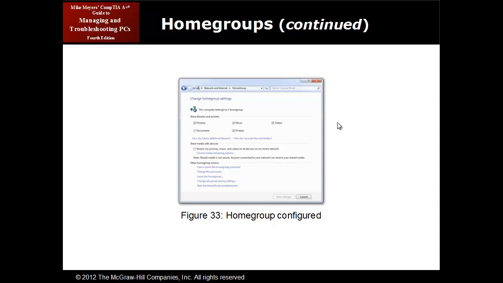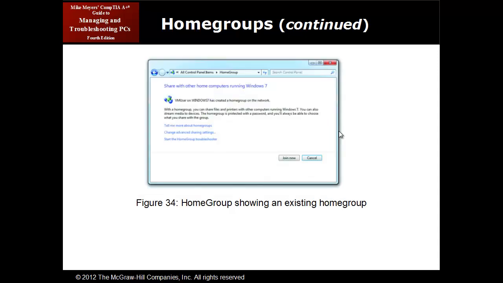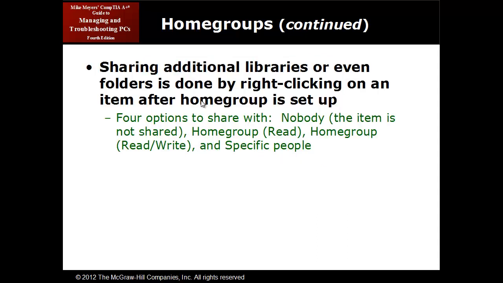Here's the home group configured, again, showing what shares you want to be using. And it says this user created a home group on the network. And again, sharing additional libraries or even folders is done by right-clicking on an item after a home group is set up. So you can go back and share a folder.